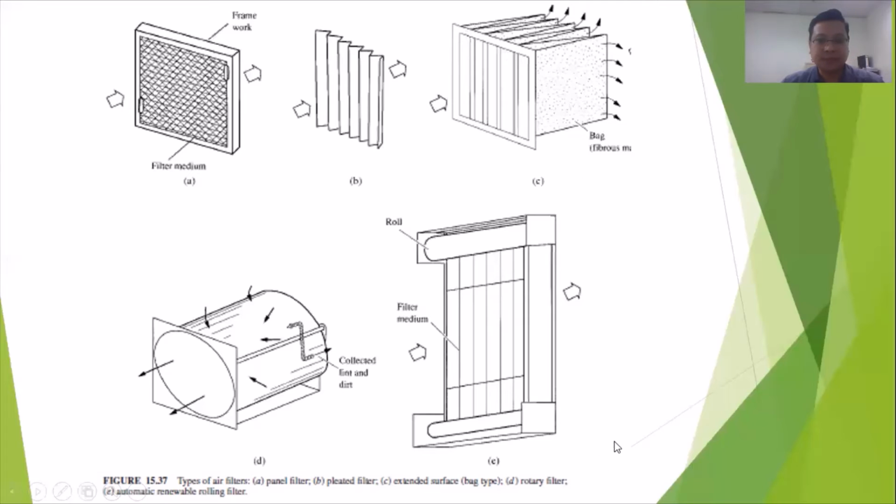Frame. And then rotary filter. From the name, we know this pattern will be in a cylinder, rotary filter. The last one, automatic renewable rolling filter. So this one is based on the type of filter.